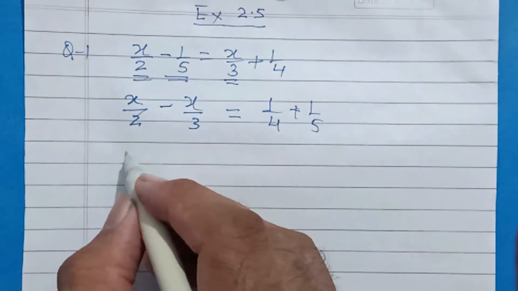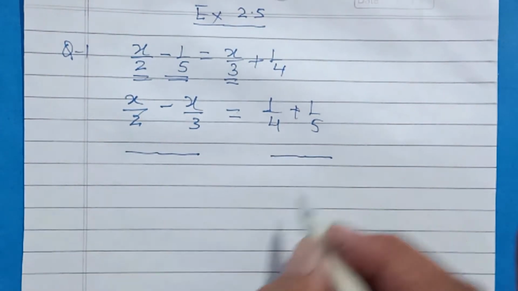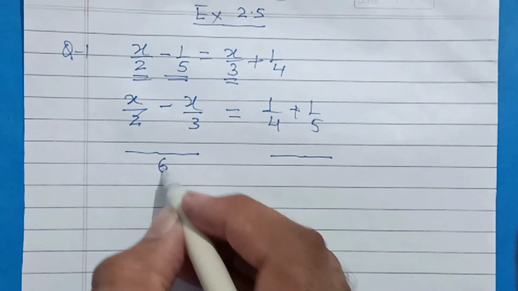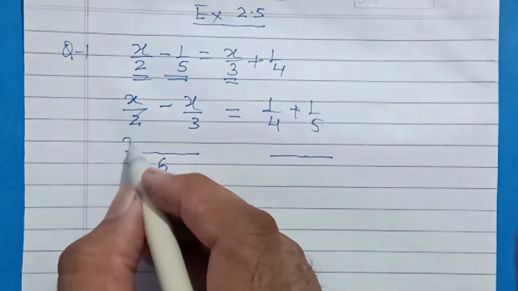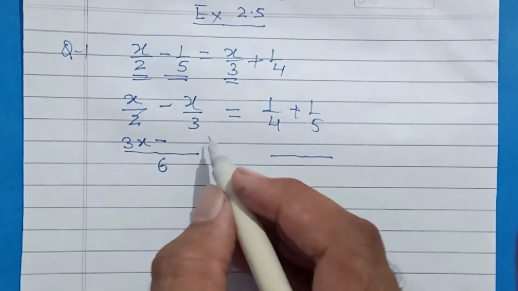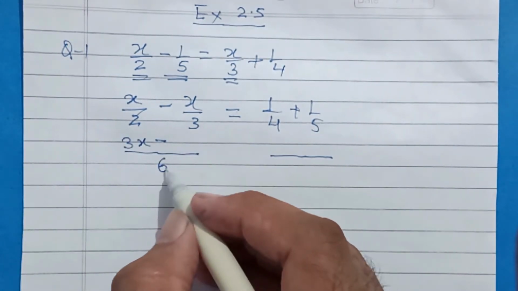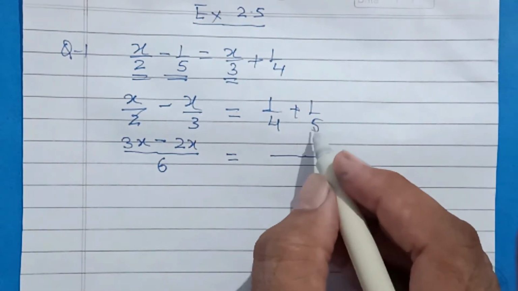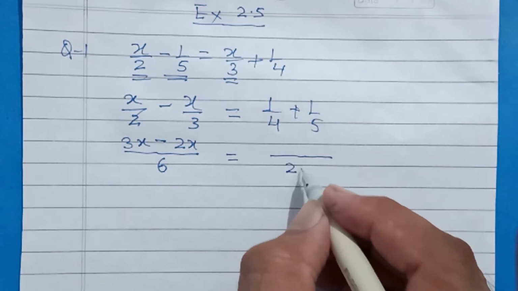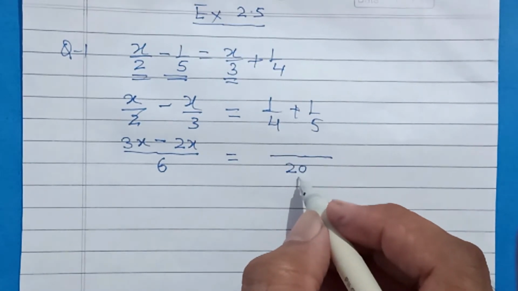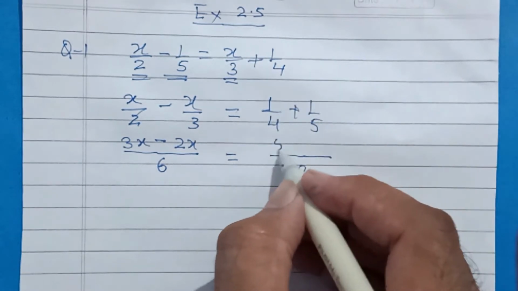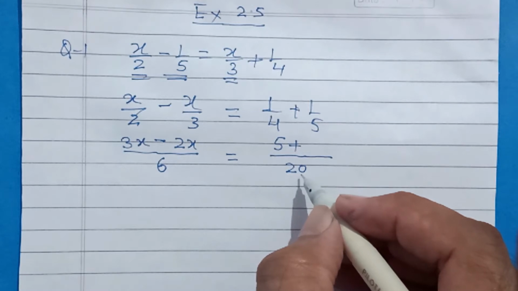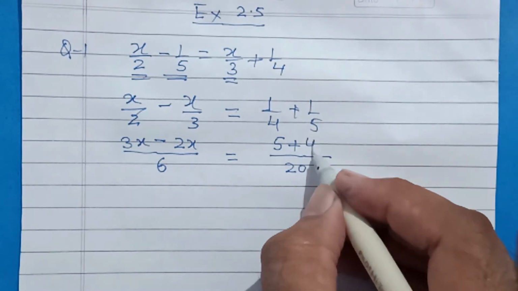After this, take LCM of the left hand side and LCM of the right hand side. LCM of the left hand side is 3 into 2, that is 6. 2 3s are 6, 3 into x is 3x. Minus, divide 6 by 3, 3 2s are 6, 2 into x is 2x, which is equal to LCM of 5 and 4 is 20. 4 5s are 20, 5 into 1 is 5. Divide this 20 by 5, 5 4s are 20, 4 into 1 is 4.